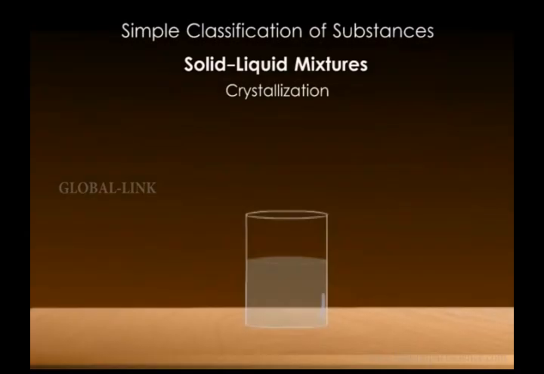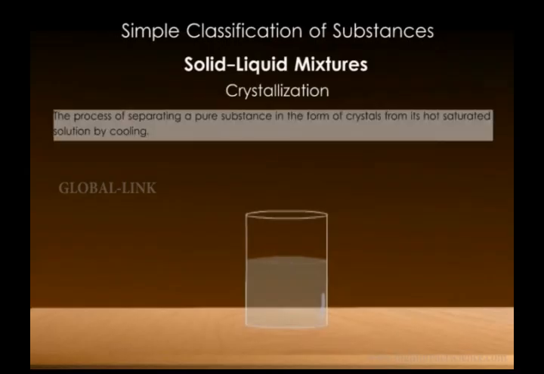Next, crystallization. This is also a method of obtaining a solid from a solution. It is a special kind of evaporation method. Crystallization is the process of separating a pure substance in the form of crystals from its hot saturated solution by cooling.